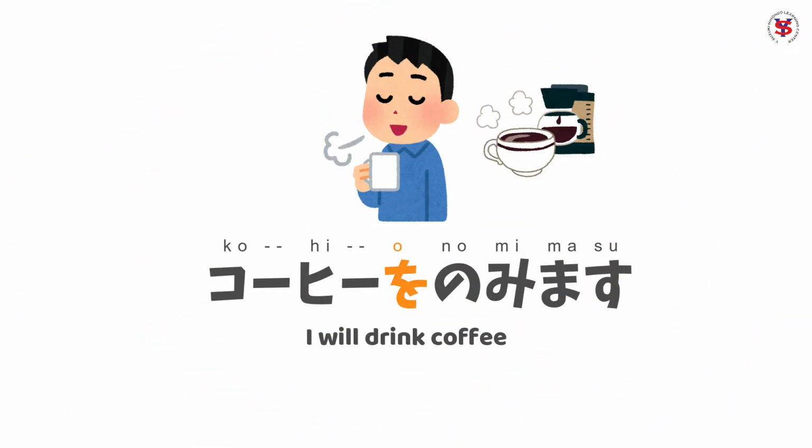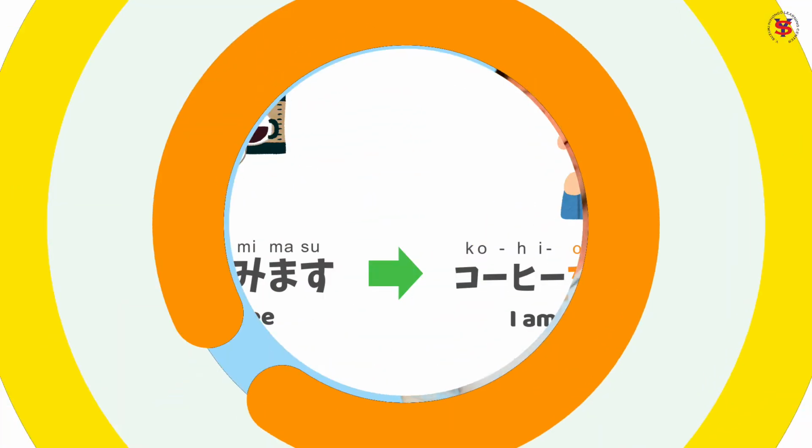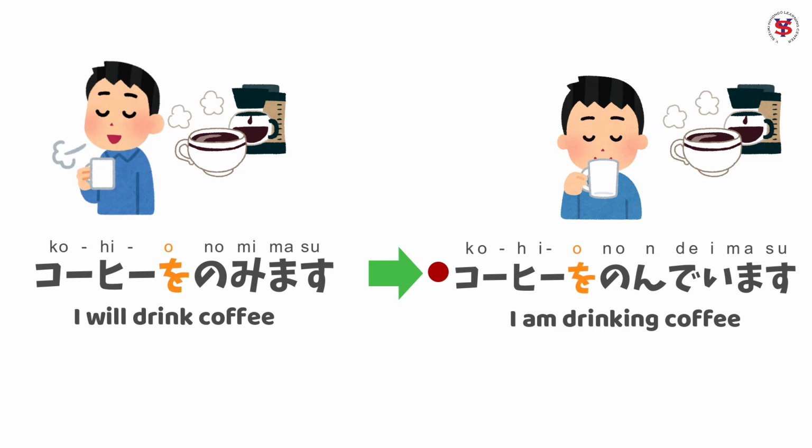Kohi o nomimasu. I will drink coffee. This becomes kohi o nonde imasu. I am drinking coffee. Sa nakikita natin dito, kohi o nomimasu, ang action ay gagawin pa lang, whereas ang kohi o nonde imasu ay ginagawa na yung action. Alright, so moving on sa next topic naman.